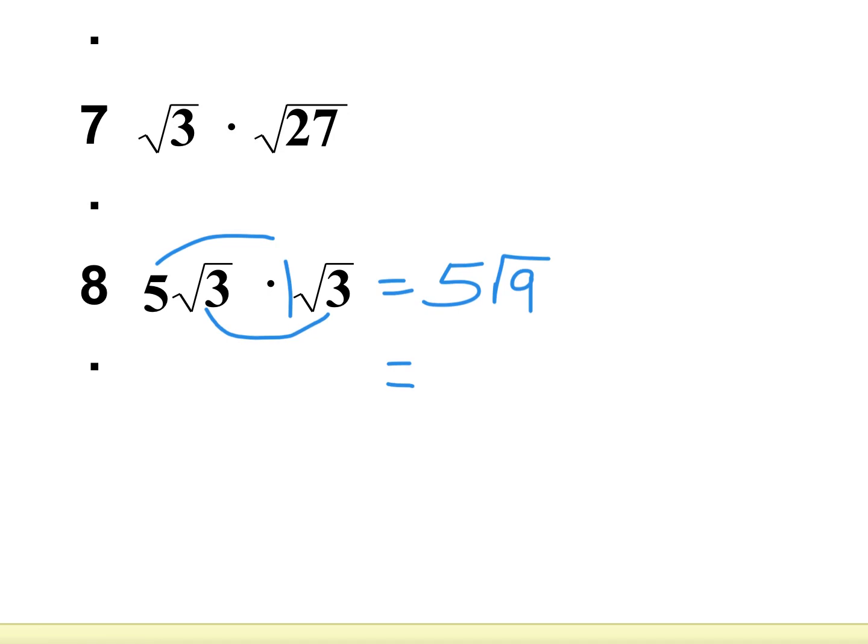Can I simplify my radical? What's the first thing you ask? Is it on the list? Yes or no? Yes. Okay, so I have 5. What's the square root of 9? 3. What's my answer? 15. 5 times 3 to get us 15. Good.